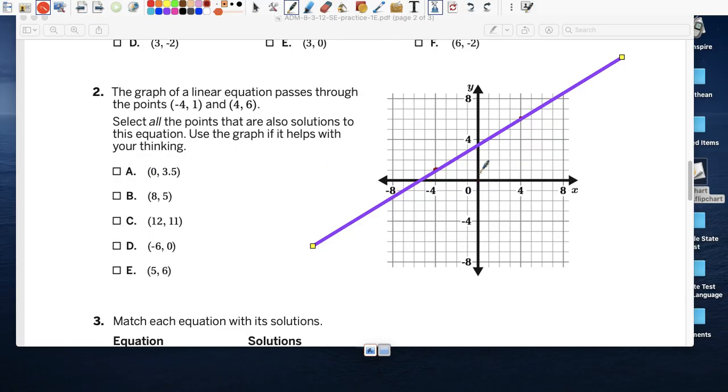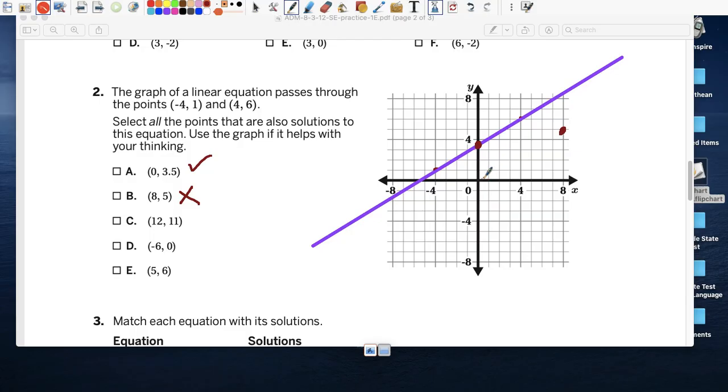So let's plot 0 and 3.5. 0 and 3.5. 1, 2, 3.5. This point right here. It's on the line, so that's a good one. 8 and 5. 8 to the right and 5 up, which is right here. That's not on the line, so that wouldn't be a solution. 12 and 11. Why did they give us 12 and 11? I'll leave that for later.